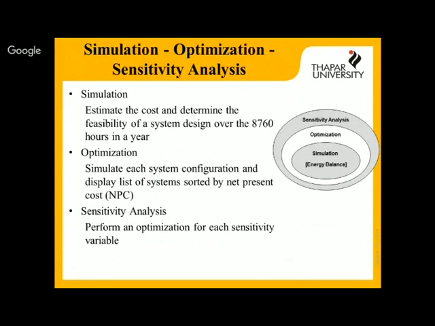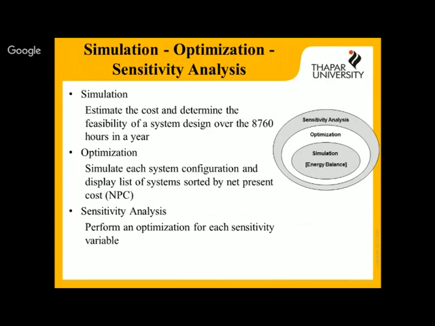So what HOMER basically does is it estimates the cost and determines the feasibility of system design over the 8760 hours in a year. In this software, we are going to take one year of complete data, like resource data and load demand, and we are going to find out the number of units, and also what the cost of electricity will be that is available for us.